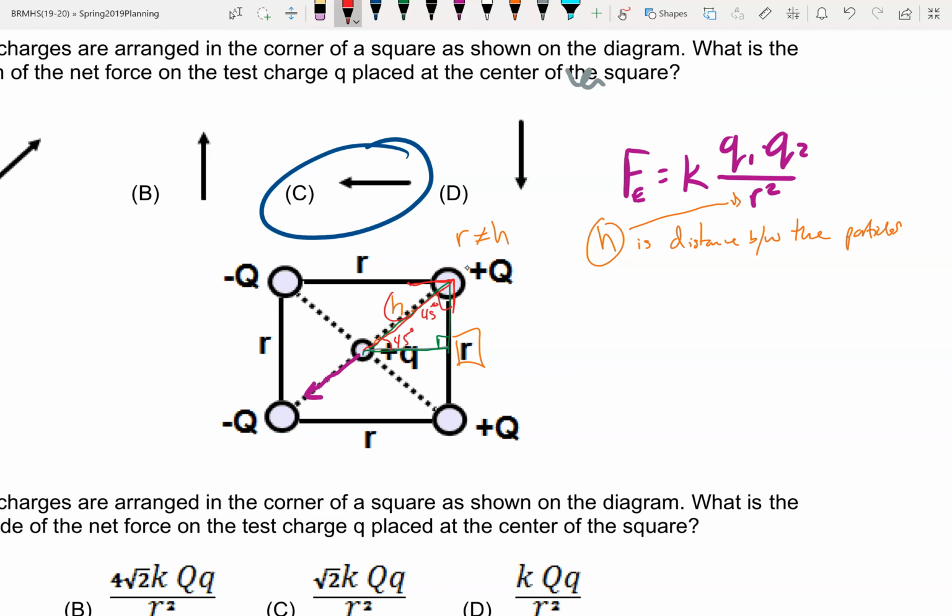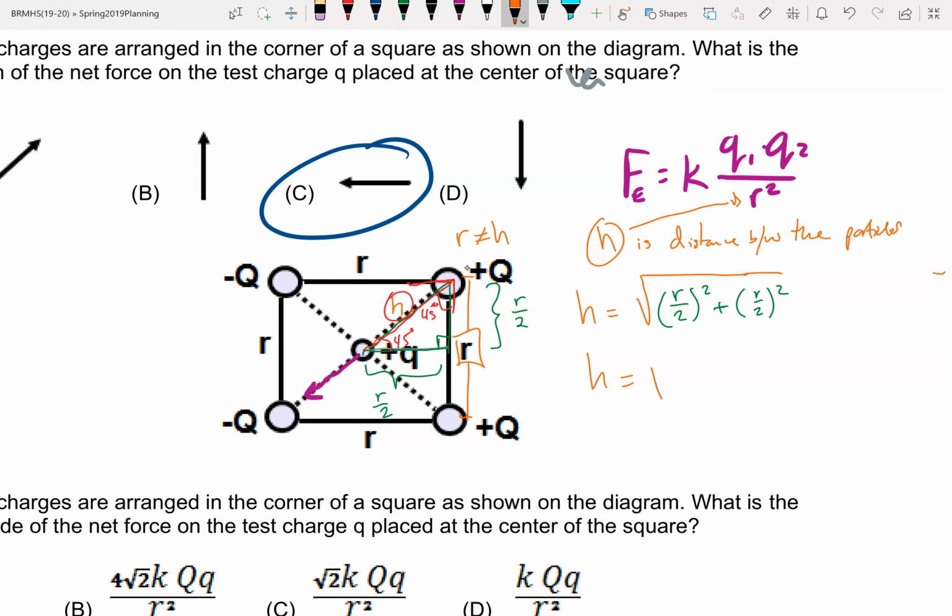Which means my hypotenuse right here, h, is going to be the square root of the sum of the squares of the subtending sides. H is a hypotenuse. It's the square root of whatever the value for this length of the triangle is that I've just drawn, squared, plus this length of the triangle squared. But the total length of the side is r. So each side of this triangle in green I just drew is r over 2. So h is the square root of r over 2 squared plus r over 2 squared.